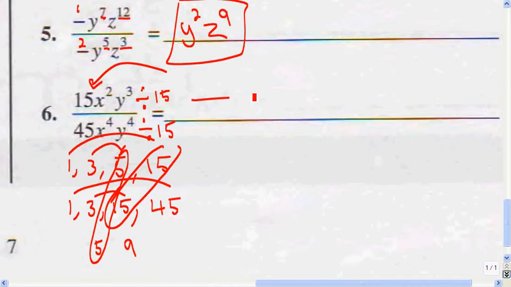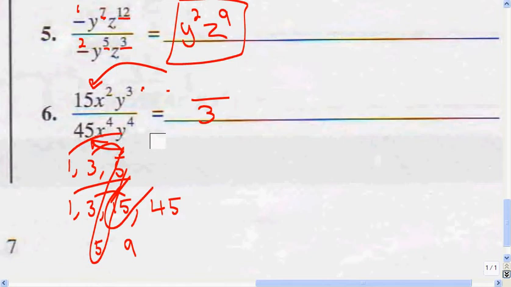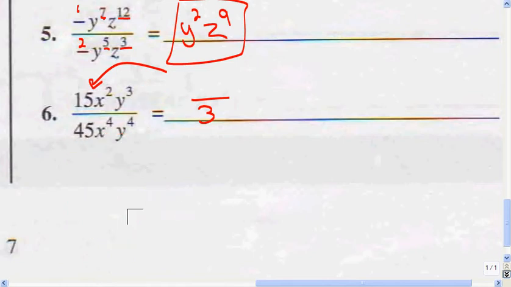We're not going to write the 1. And 45 divided by 15 is 3, because 15 times 3 equals 45. And now that we've got the signs and the numbers done, we're going to work on our variables.